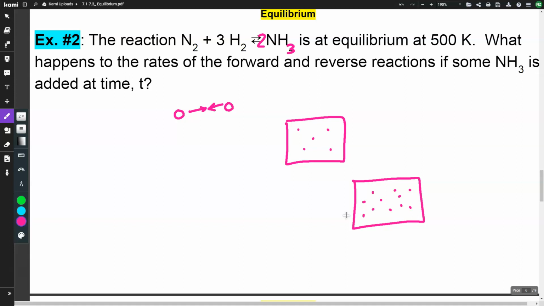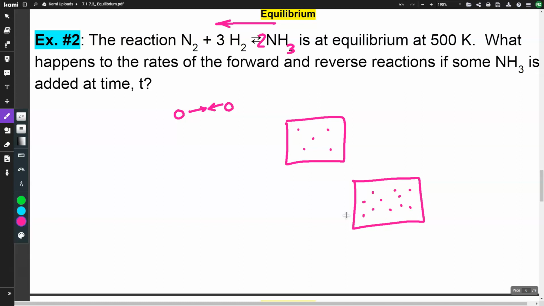So since we're adding more NH3, the rate of the reverse reaction, so going back this way, is going to increase to reestablish equilibrium. And that means the rate of the reverse reaction will be greater than the rate of the forward reaction until it reaches equilibrium. Okay, so equilibrium is kind of like a state of Zen. Our reaction wants to be at that point. So it's going to do whatever it needs to do to reestablish equilibrium.